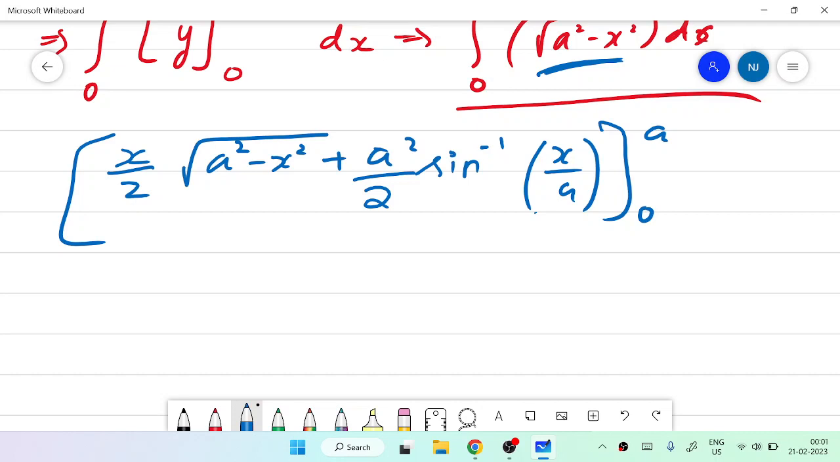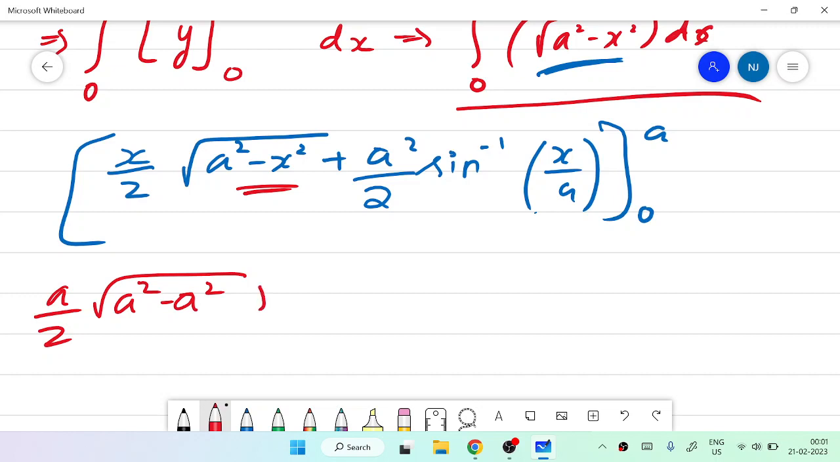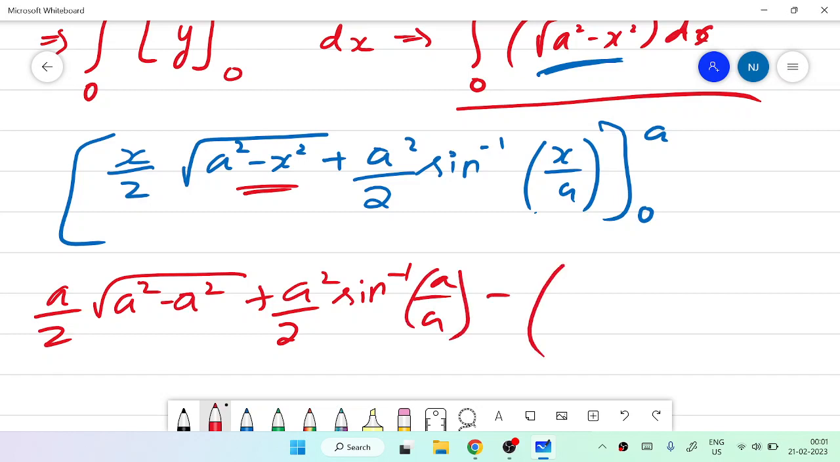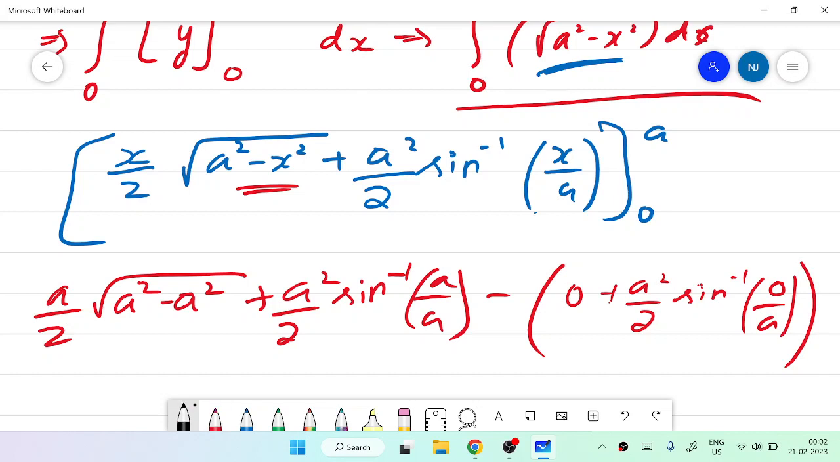If you substitute a in this first term, I will write a by 2 into root of a square minus a square, plus a square by 2 into sine inverse of a by a will come. Minus the lower limit, which will be 0. 0 means everything will get 0. Then plus a square by 2 into sine inverse of 0 by a will come. Sine inverse of 0 is obviously 0, right? So this will also be 0.